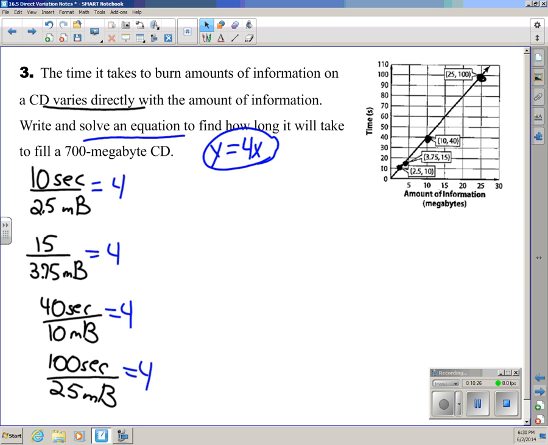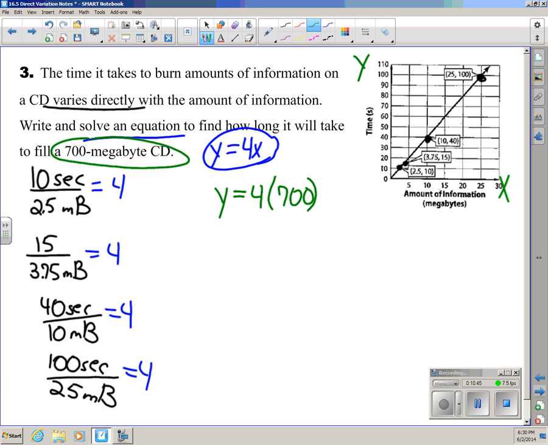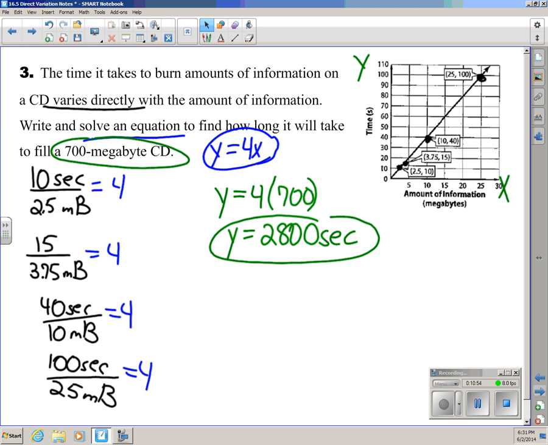So in your graph, remember, the x-axis runs horizontally. That's the megabytes. The y-axis is the vertical. That's the time. So if I want to find how long it'll take to fill a 700 megabyte CD, I should insert 700 into my equation for x. 4 times 700, which means it takes 2,800 seconds to fill a 700 megabyte CD.